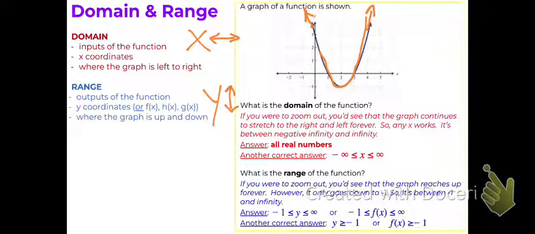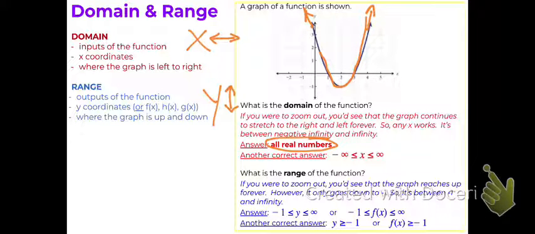So now, if I'm asked for the domain, how far does it go to the right? Well, if I keep on zooming out, ultimately it goes forever to the right. It goes forever to the left. So the domain is from -infinity to infinity, or commonly we just say all numbers, all real numbers.